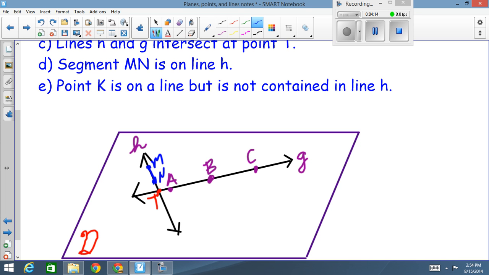The last thing is that point K is on a line, but is not contained in line H. So we need to put point K on a line, but we can't put it on line H. So we're going to put it right here somewhere on line G. And that is how we do that.